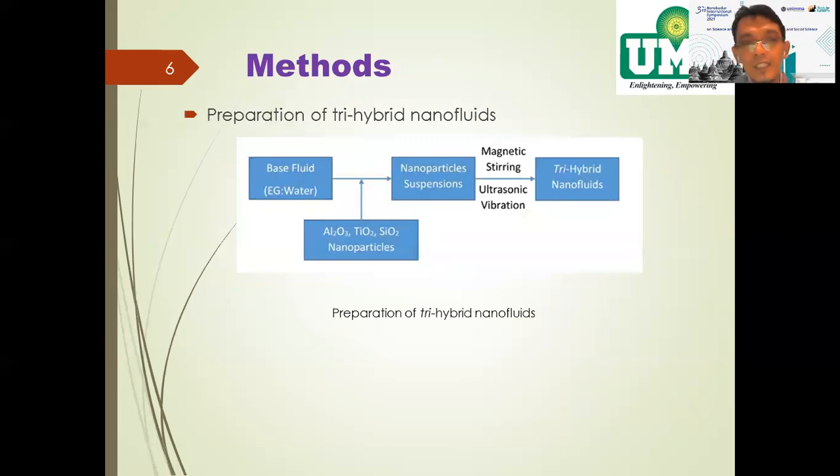The next slide is about the preparation of trihybrid nanofluids. From the figure, the base fluid is EG water. After that, I mix in each nanoparticle, aluminum, titanium, and silica, to make the nanoparticle suspension. After that we use instruments, a magnetic stirrer and ultrasonic vibration. The function of the ultrasonic vibration is to homogenize the nanofluid we make.